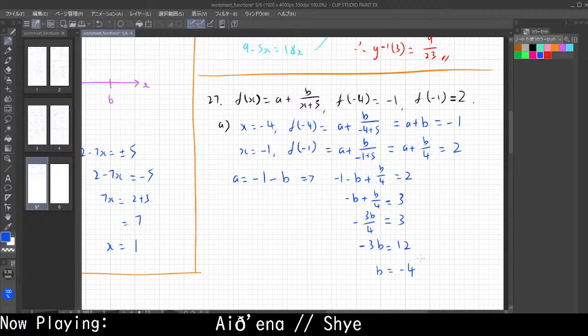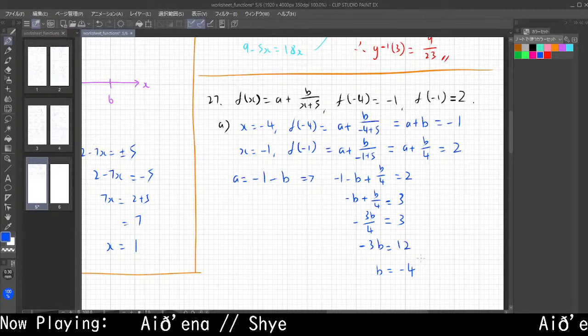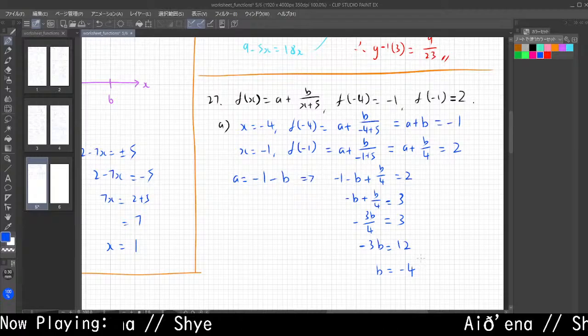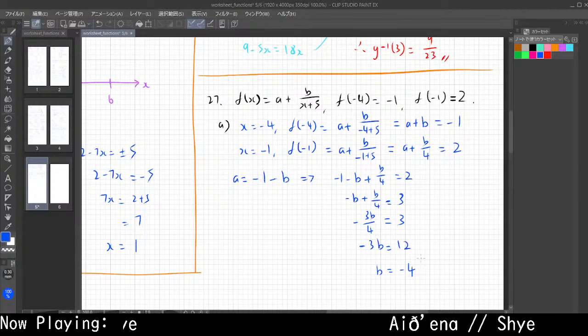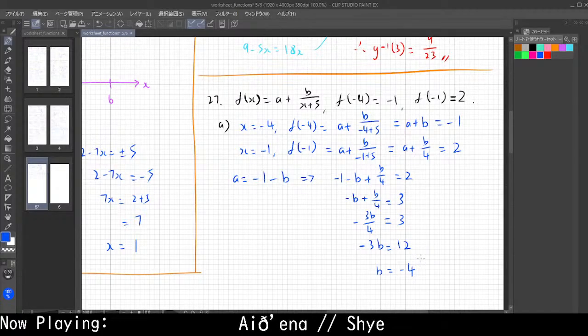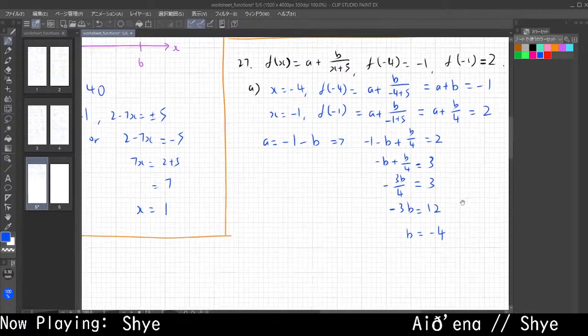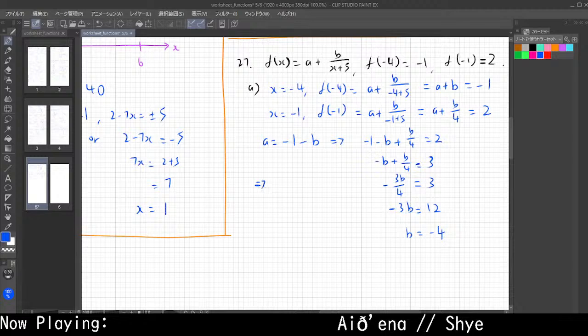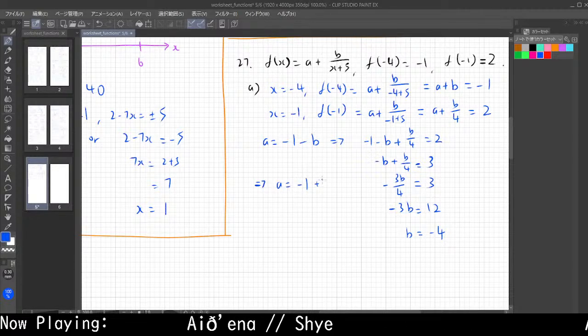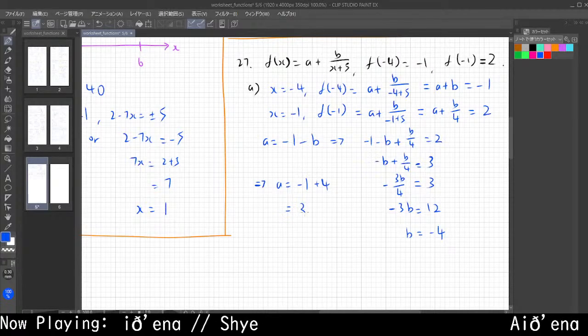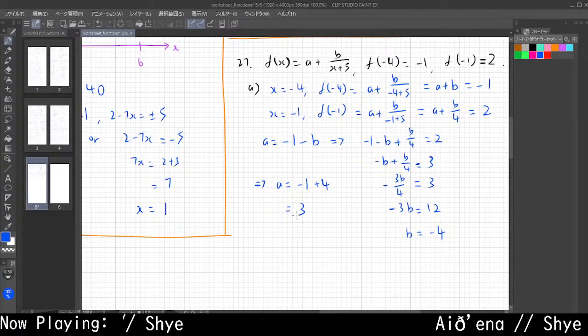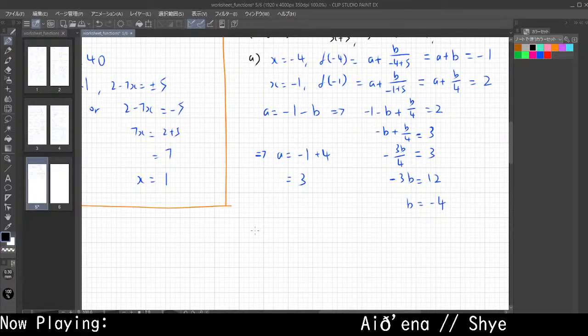Yeah. Let me just double check. Yeah, correct. Then you want to find a. So in this case, a equals -1 minus -4, so plus 4. 4 minus 1 is 3. So a is 3, b is -4. Done.